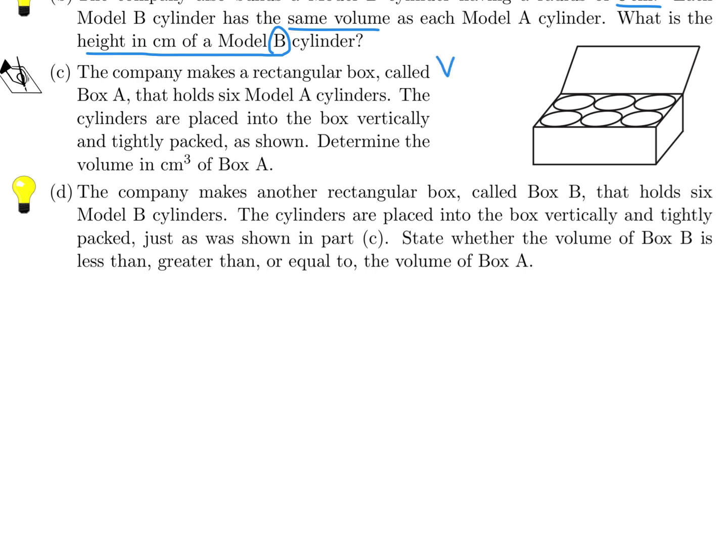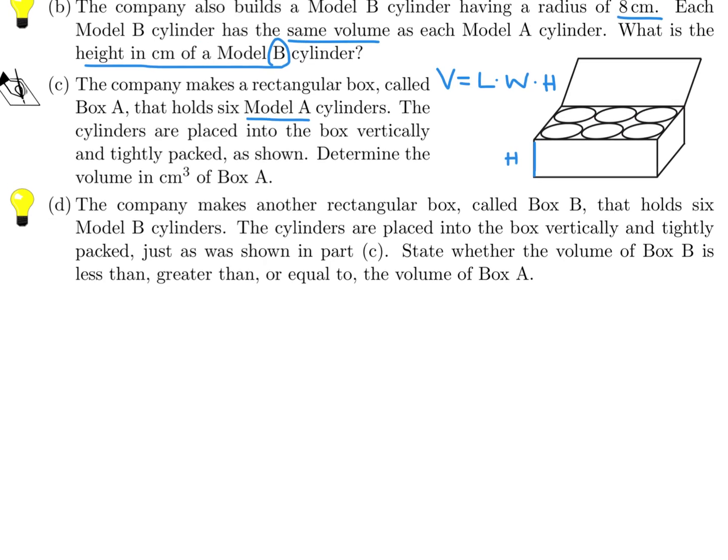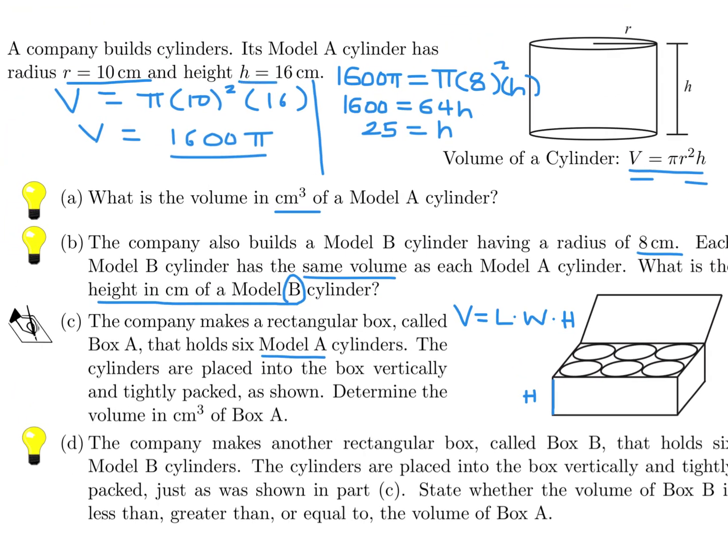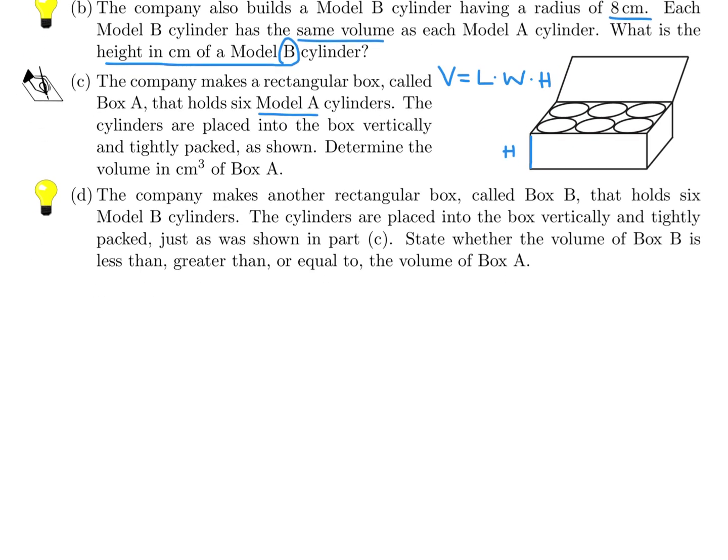So the volume of this box will be length times width times height. Now this is the height from here to there, and that height is going to be the same as the height of the cylinder. And the cylinder that's called model A, I believe, has a height of 16. Okay, so that part we know. So let me just squeeze in that 16 right there.